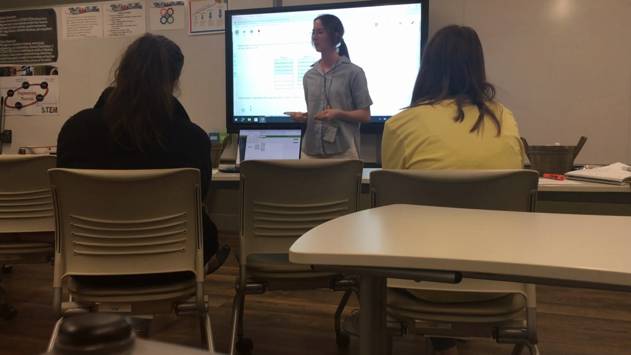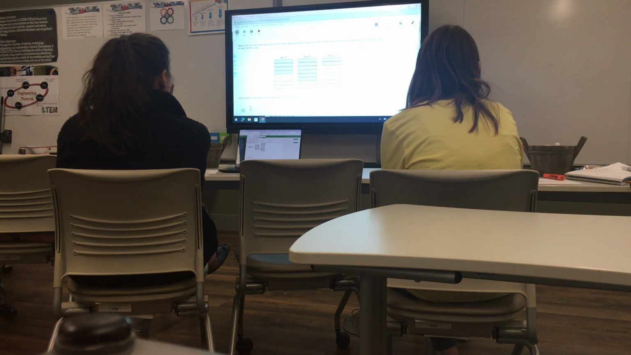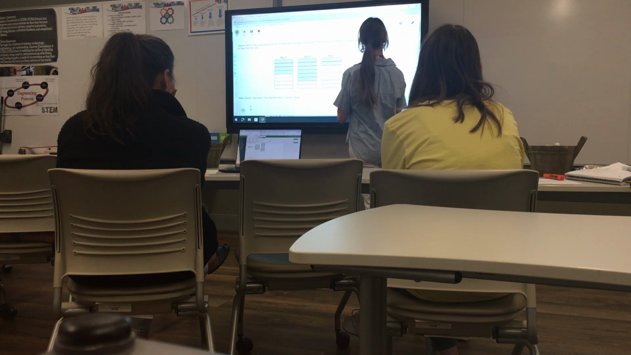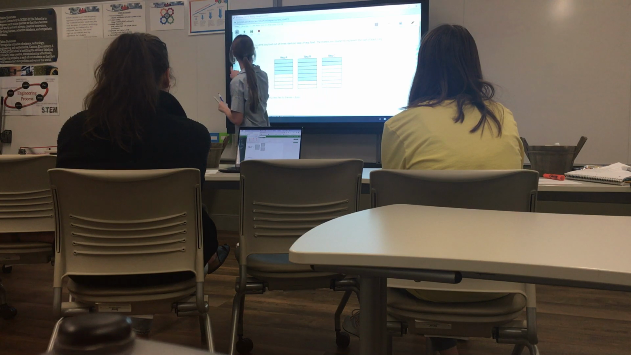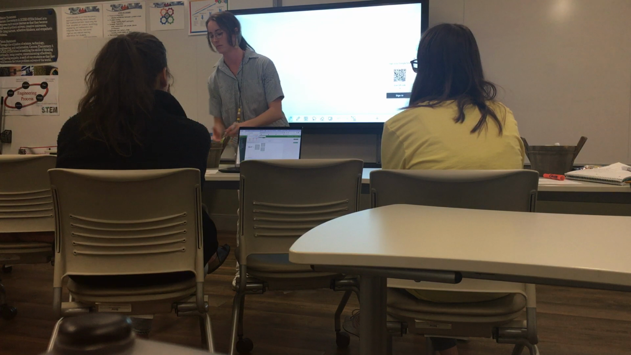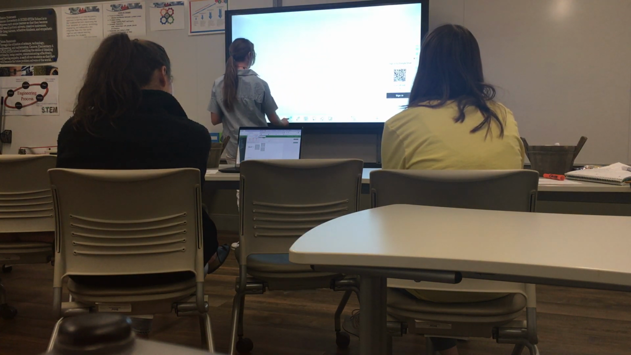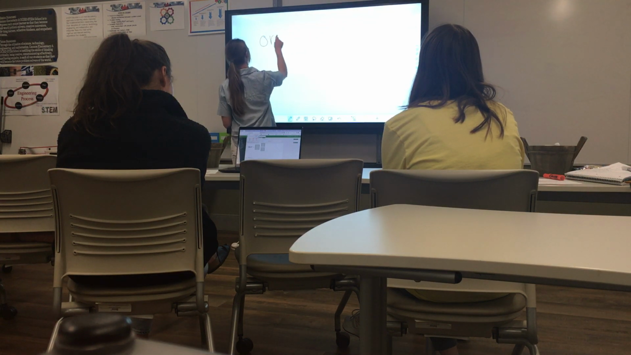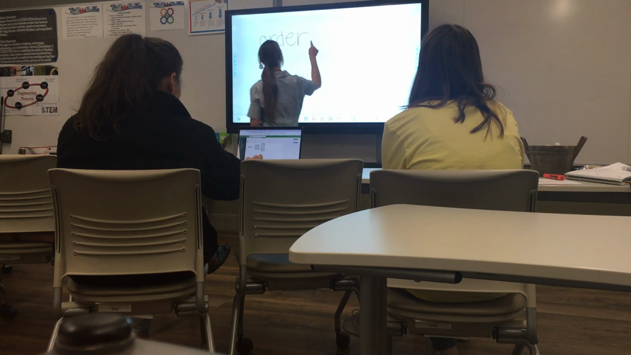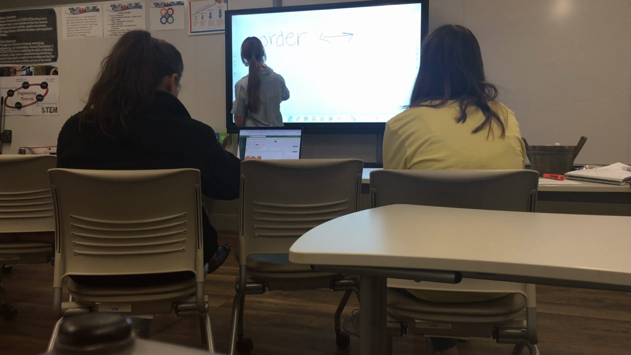Let me write these down. Do we have a whiteboard marker? Okay. I don't know if you can see on that side, I can also write on here. We have the order in which a problem is solved, so really looking at the order, whether they can go forwards and backwards. And then we have the terminology.